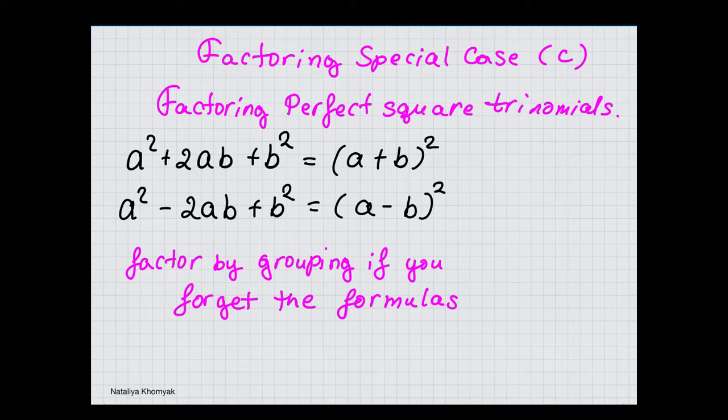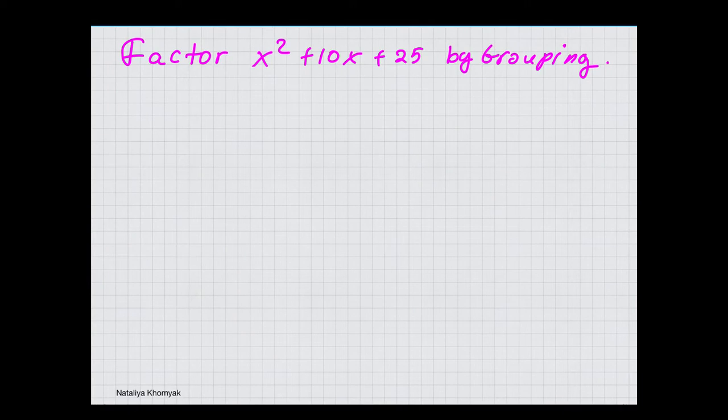Factoring perfect square trinomials. Now there are two formulas, however, if you forget one of them, you can always factor these by grouping. So if you can rewrite your trinomial in terms of having a squared plus 2ab plus b squared, or a squared minus 2ab plus b squared, then you can apply the formulas and jump a couple of steps. So we are going to factor the first trinomial by grouping.